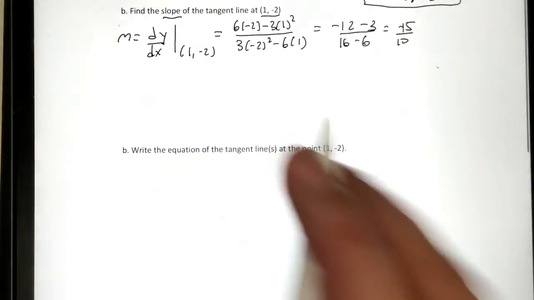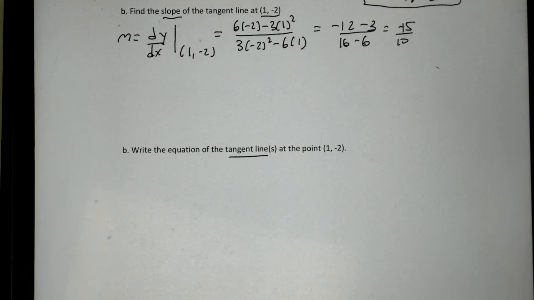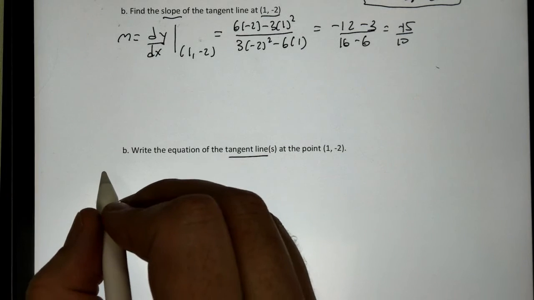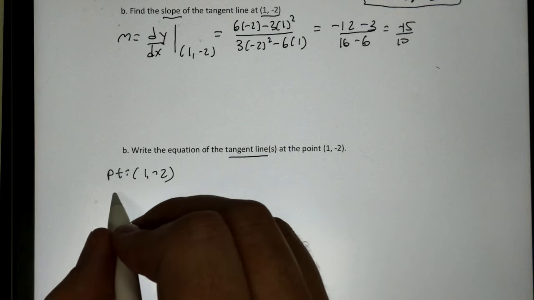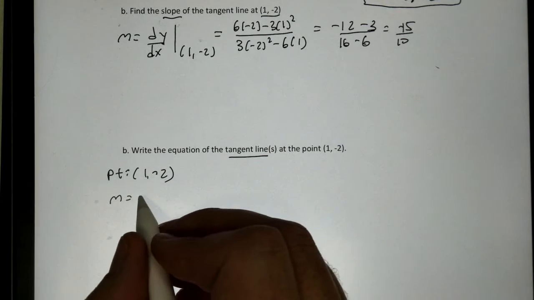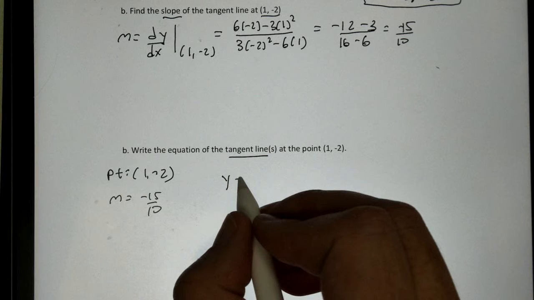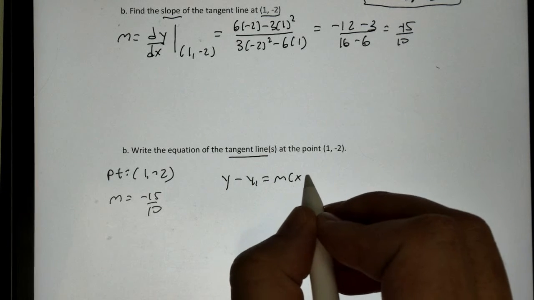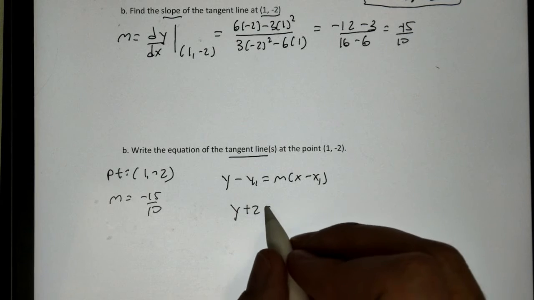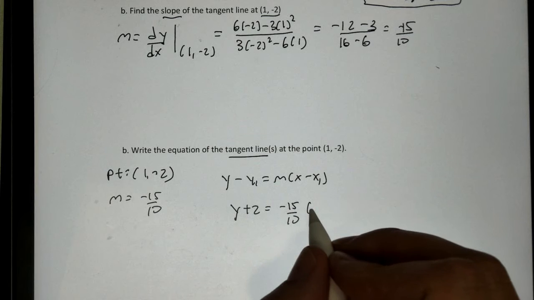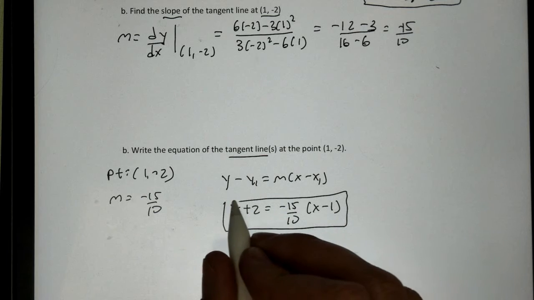So the last step is to write the equation of the tangent line at this point. Well, we've been writing tangent lines since the first week of school, so this should be nothing new for us. Our point is just (1, -2). Our slope, what we found up here in part B, is negative 15 over 10. Notice I did not simplify. You can if you want. So my tangent line, y minus y1 equals m times x minus x1. We're just going to write that in: y becomes plus 2, my slope is negative 15 over 10, and I get x minus 1. And there is our tangent line.